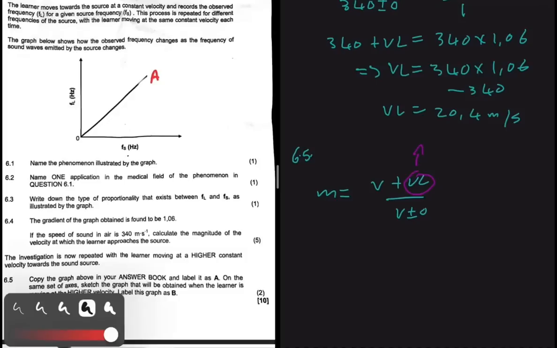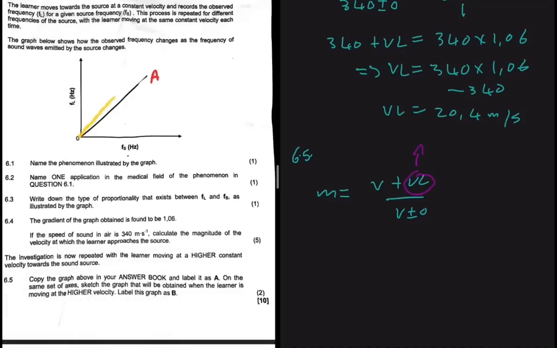So we're going to have our graph here. The gradient is just a bit steeper, just steeper than A, and then we label it B.